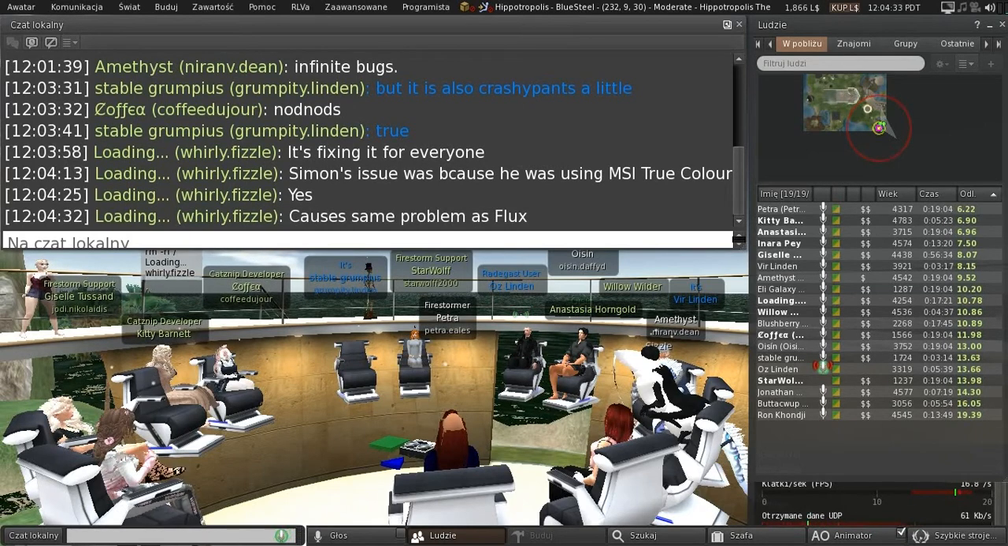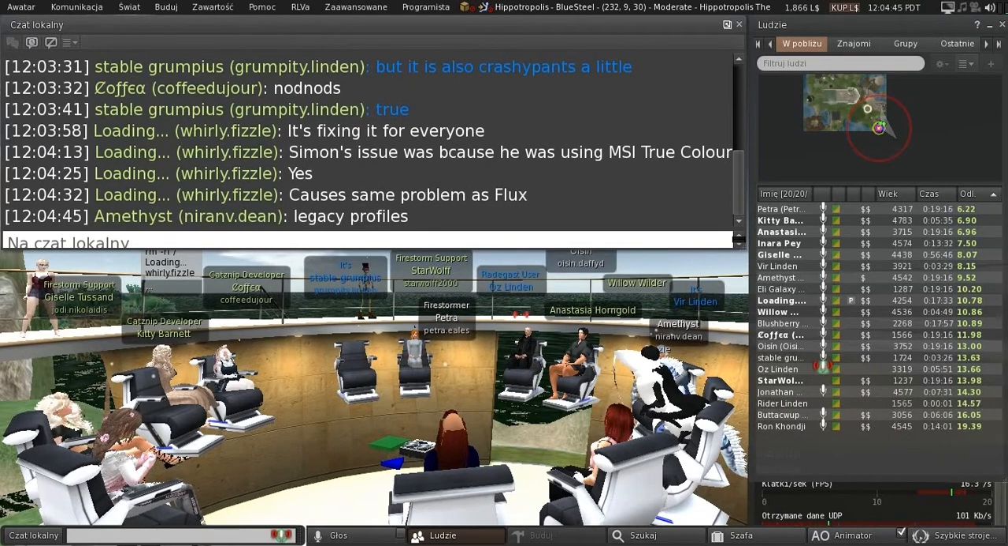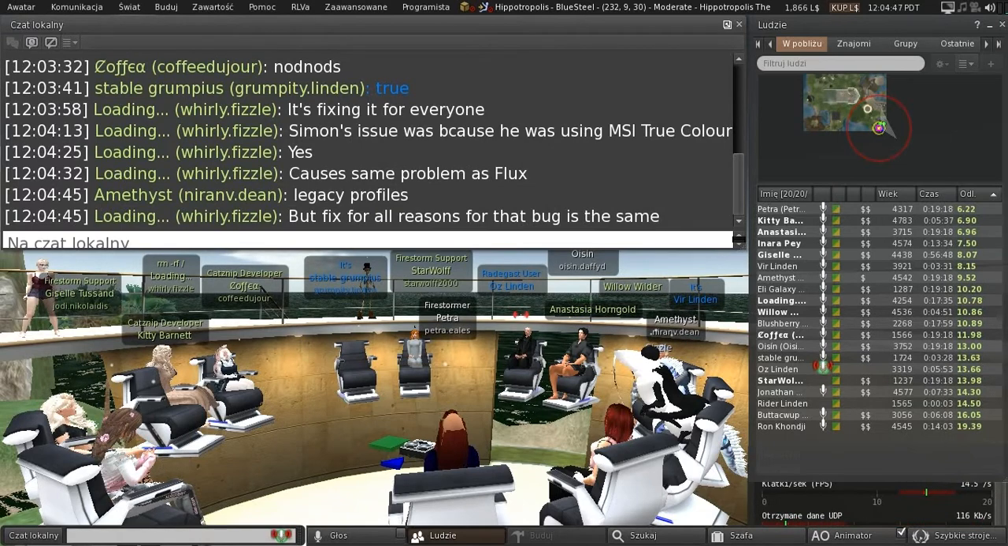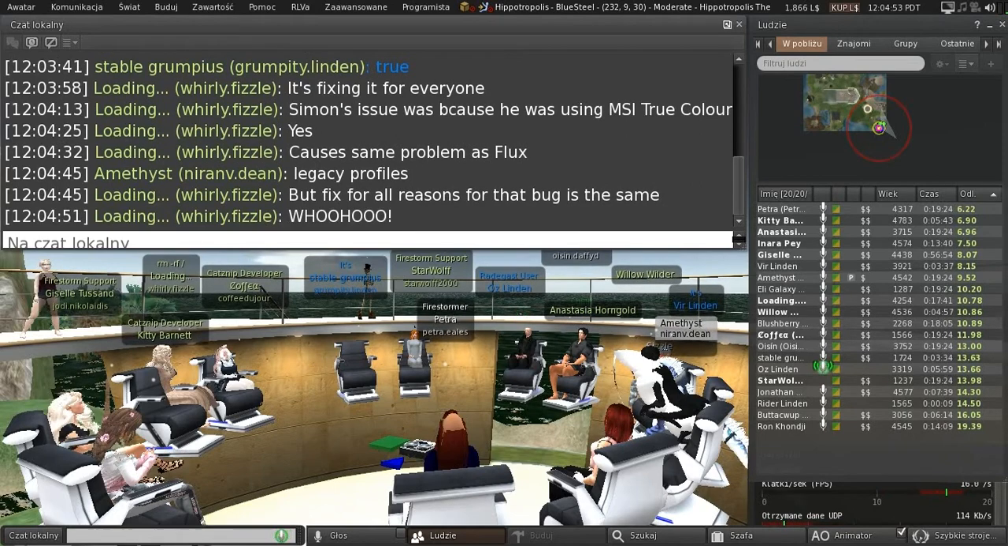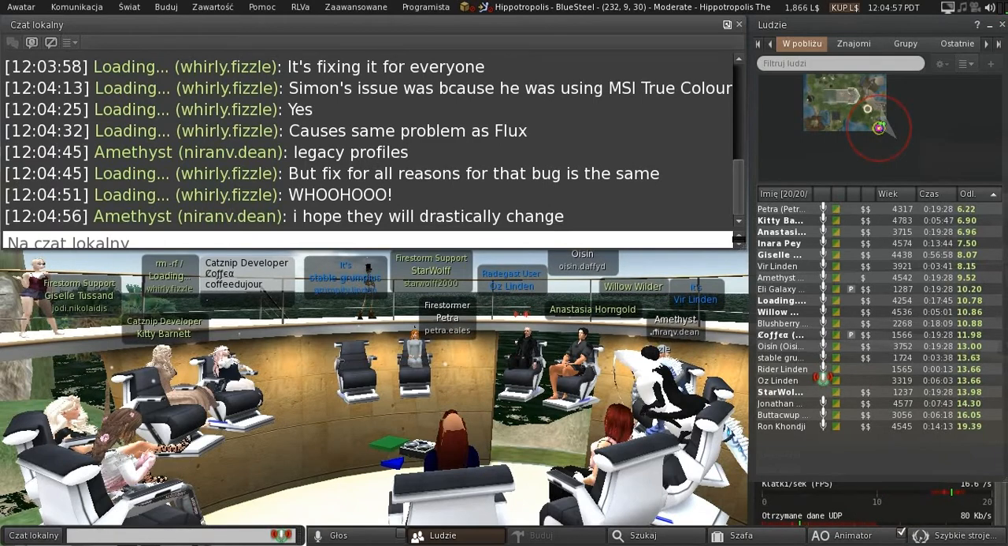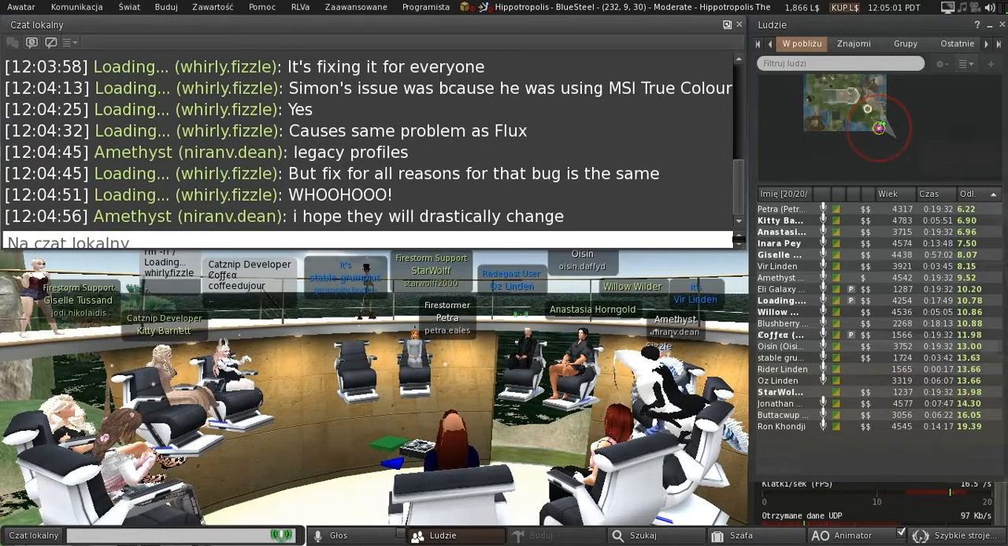I think that pretty much covers that part. So the floor is open. Questions? Issues? Legacy profiles? Where's that in the pipeline? We have that coming.